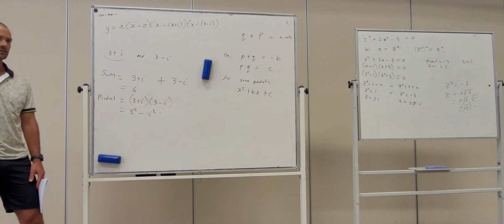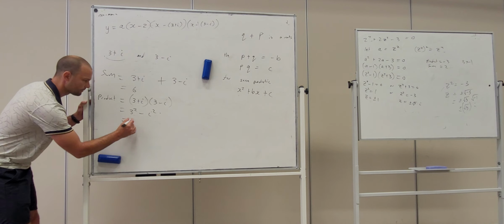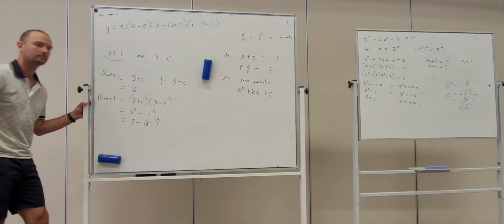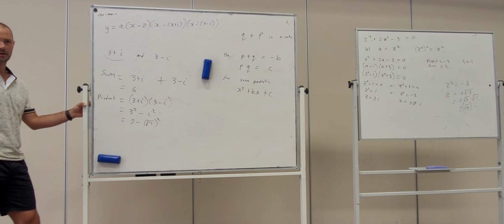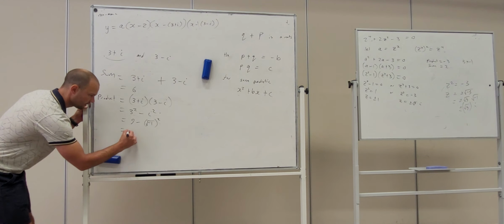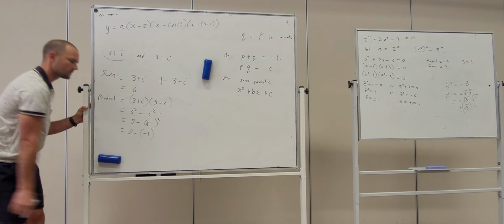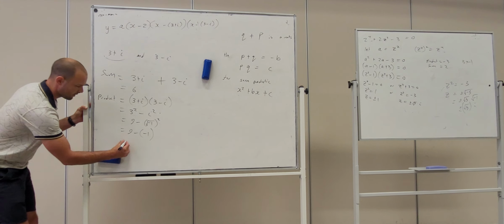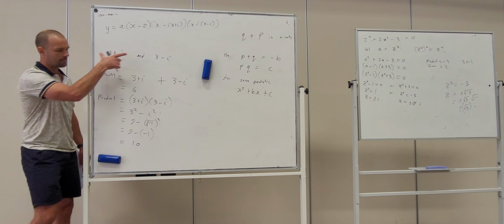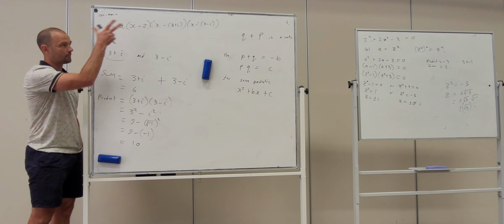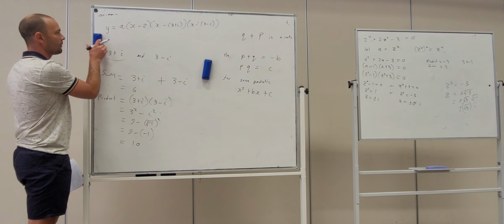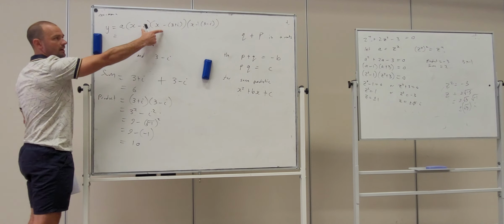Let's break this down slowly for this part. That'll be 9 take the square root of minus 1 squared. What is i but the square root of minus 1? And so when I square the square root, that just gets rid of it. So we have 9 take minus 1, and 9 take minus 1 is 10. So what we saw is the sum of these roots is 6, and the product of these roots is 10.